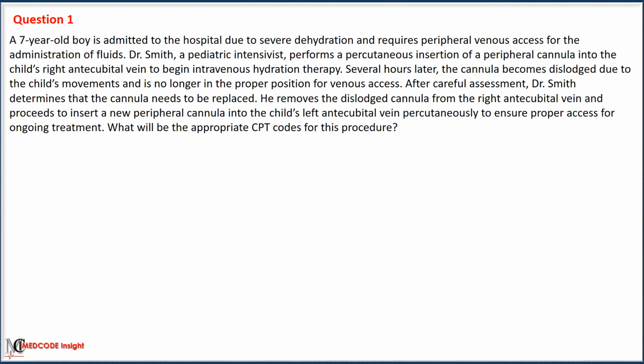He removes the dislodged cannula from the right antecubital vein and proceeds to insert a new peripheral cannula into the child's left antecubital vein percutaneously to ensure proper access for ongoing treatment. What will be the appropriate CPT code for this procedure?